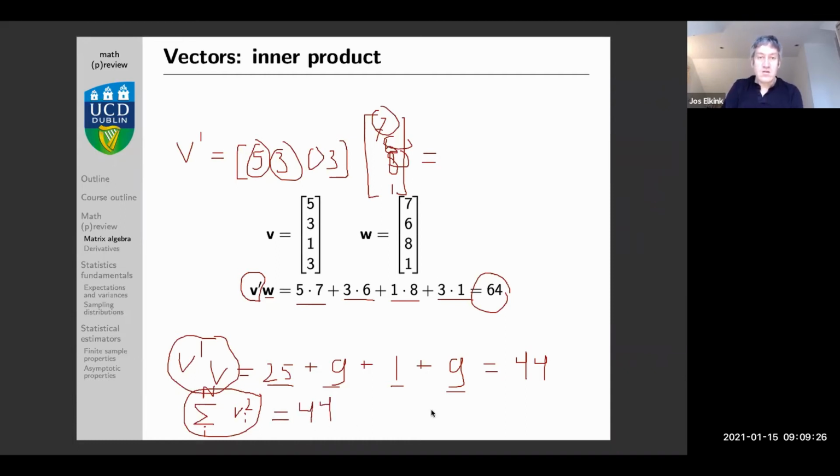So the inner product is a row vector multiplied by a column vector that each have to have the same length. And the result is each element, the first elements multiplied, plus the second elements multiplied, plus the third elements multiplied, etc. And when you do this, the transpose of a vector multiplied with itself, you end up with the sum of squares. And that we will see quite often in econometrics. We are often thinking about sums of squares. So that equation you will see a lot throughout.